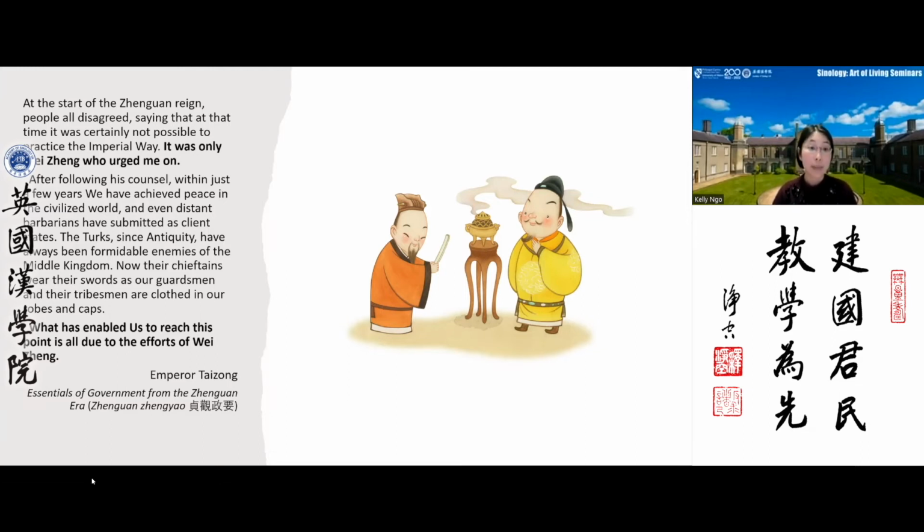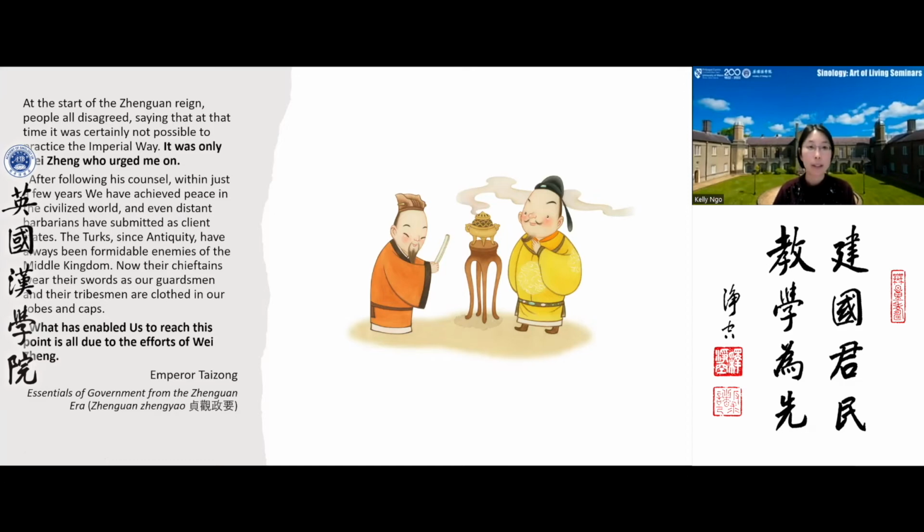Now, this is a passage from the Essentials of Government from the Jingguan era. And this passage is attributed to Taizong, where he explains that, at the start of the reign, people all disagreed, saying that at the time it was certainly not possible to practice the imperial way, Huang Dao, the way of a true king. It was only Wei Zheng who urged me on.